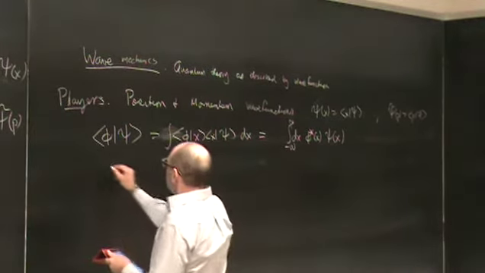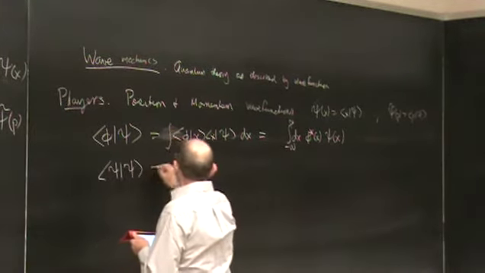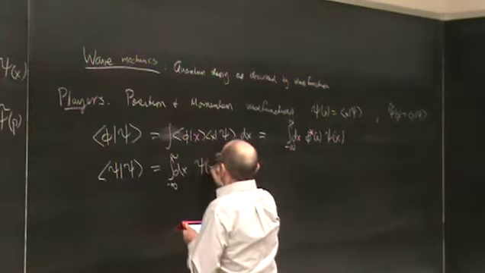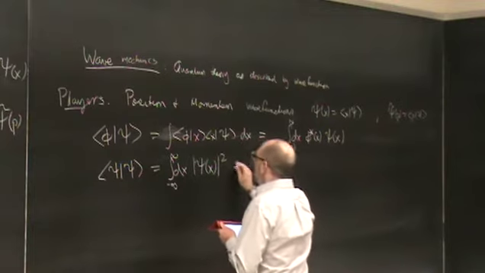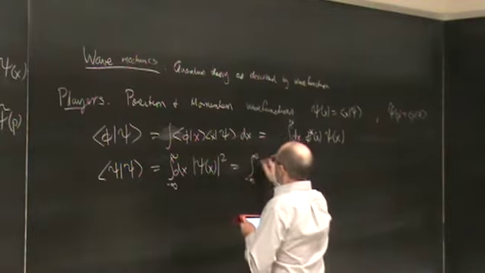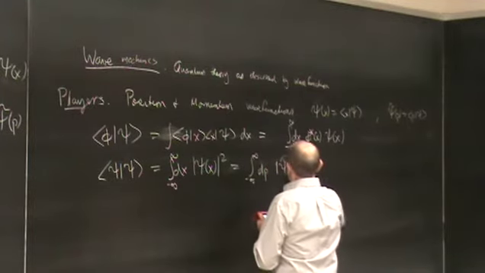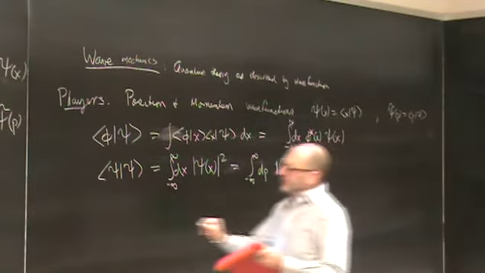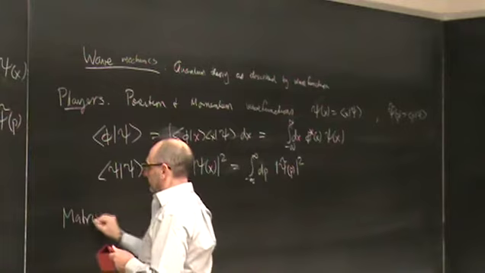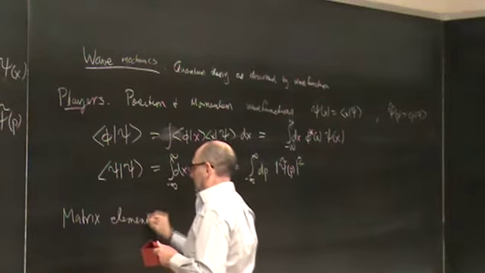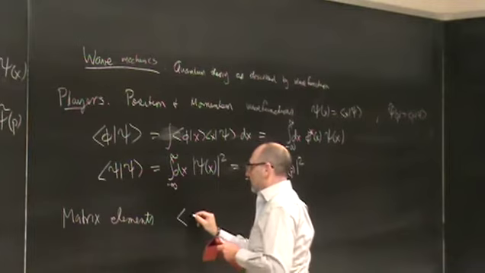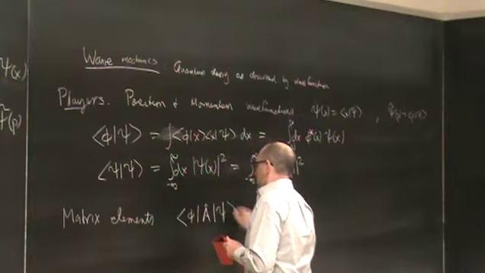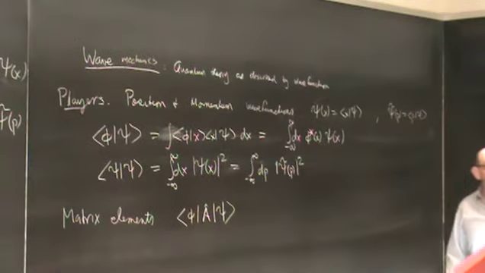Right, and we have the normalization. Of course, we already broke it down. What about matrix elements? So suppose I have some observable A, and I want to write down that matrix element.